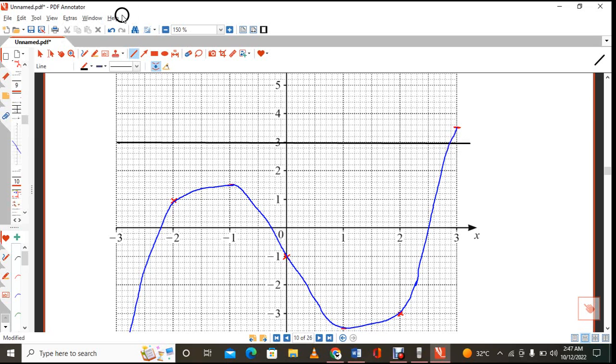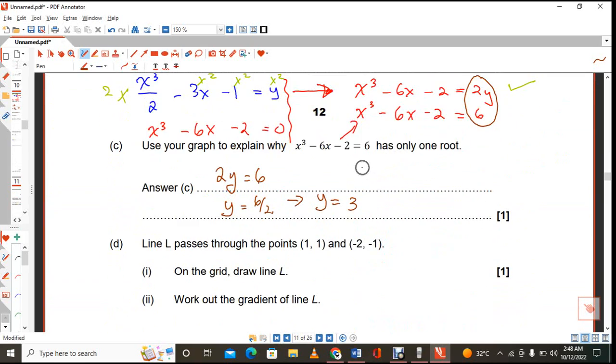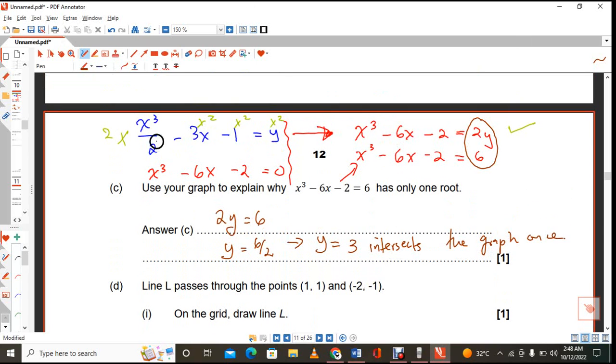Can you see that this line only intersects this function at one place? It only intersects the graph once. That is the explanation that we are going to put here. The line y equals 3, this one here, intersects the graph once. So that stuff in green was what's going to allow you to arrive at that particular conclusion.